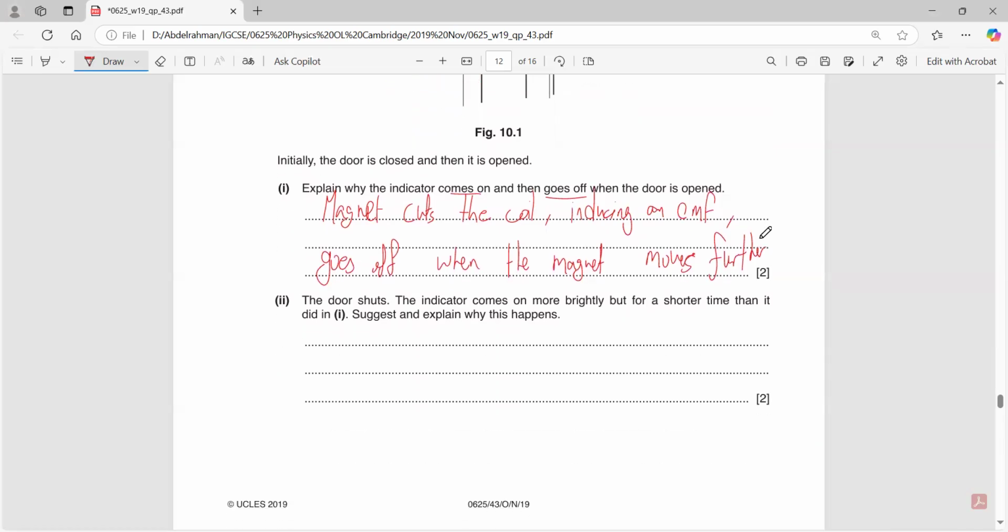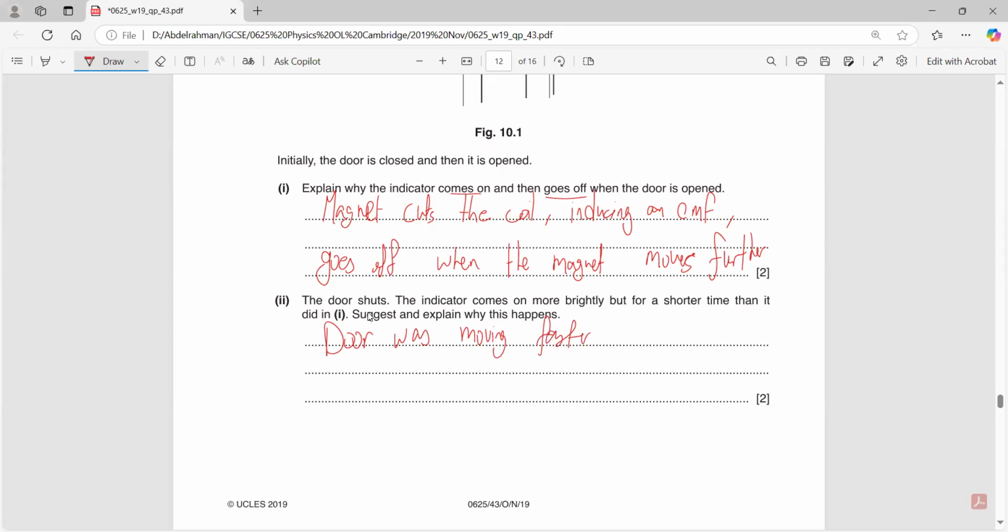When the door shuts, the indicator comes on more brightly for a shorter time than it did before. Suggest and explain why this happens. More brightly would mean that it had a larger EMF. Why would it have a larger EMF? Because the door was being slammed. The door was moving faster.